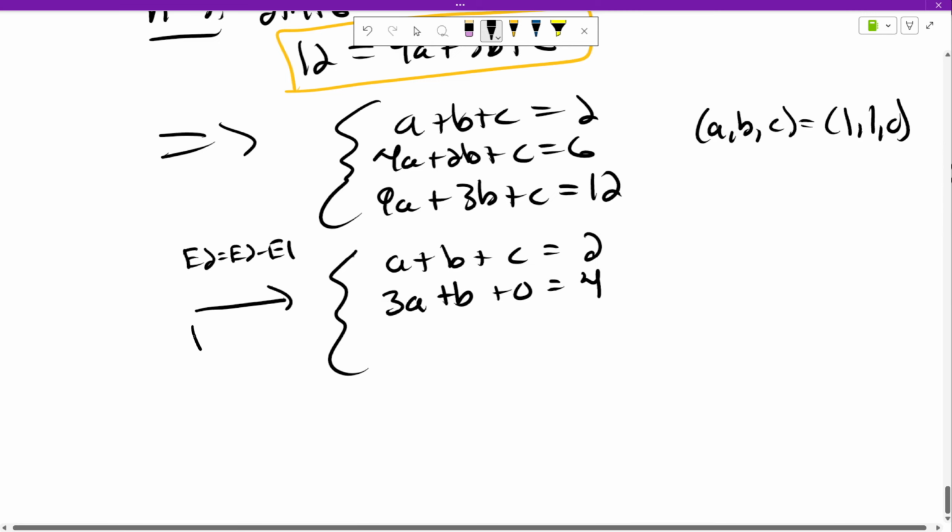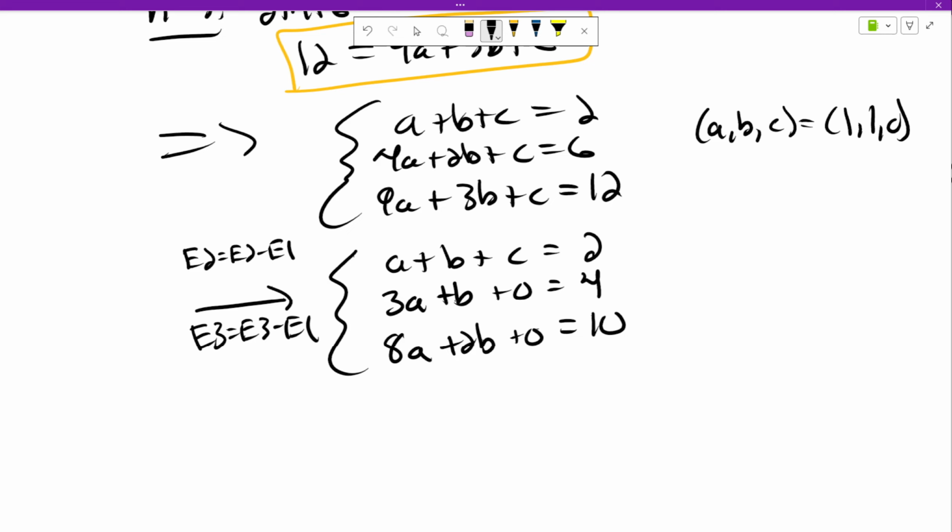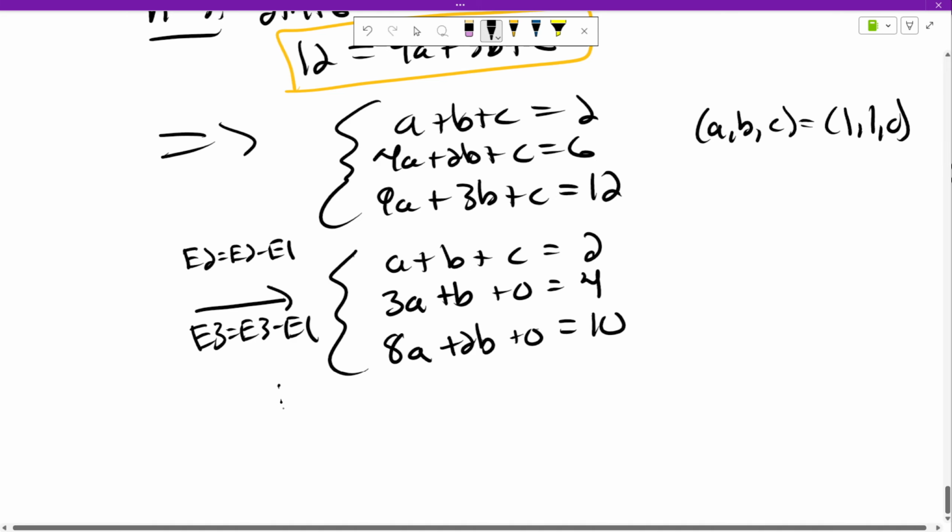And we'll also do equation 3 minus equation 1. So if we subtract upwards, 9a minus a is 8a, 3b minus b is 2b, c minus c is 0, 12 minus 2 is 10. And then you can do elimination on the last two and then find a and b and then find c. So I'll stop there, but I encourage you to continue. So this tells us then that a is 1, b is 1, and c is 0, because that certainly is a solution.